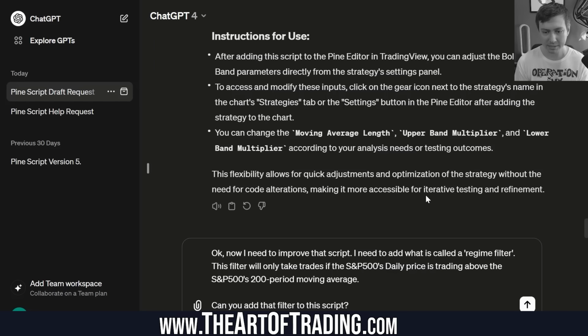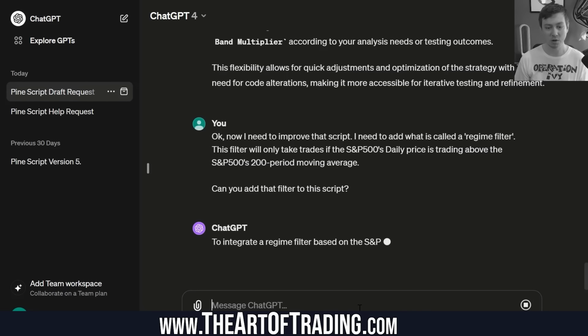This filter will only take trades if the S&P 500's daily price is trading above the S&P 500's 200 period moving average. A lot of numbers there. Can you add that filter to this script? Let's see what the robot does.